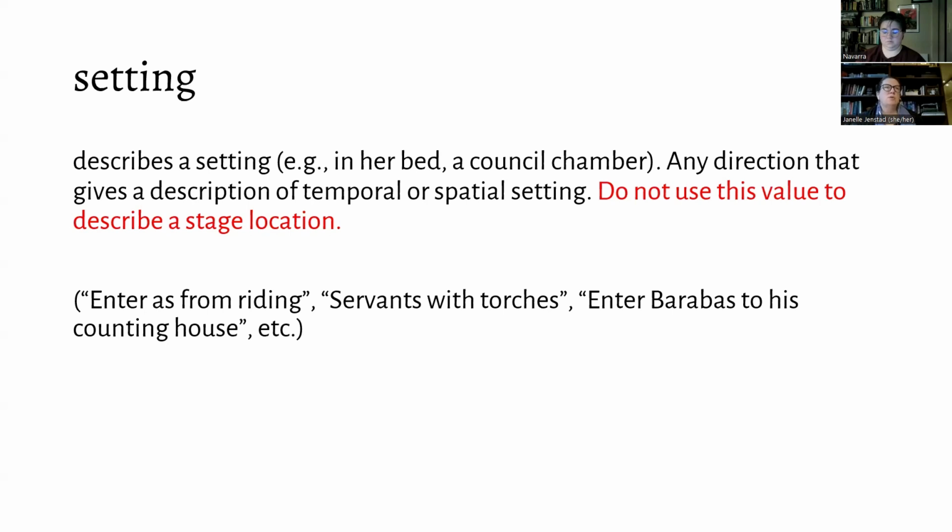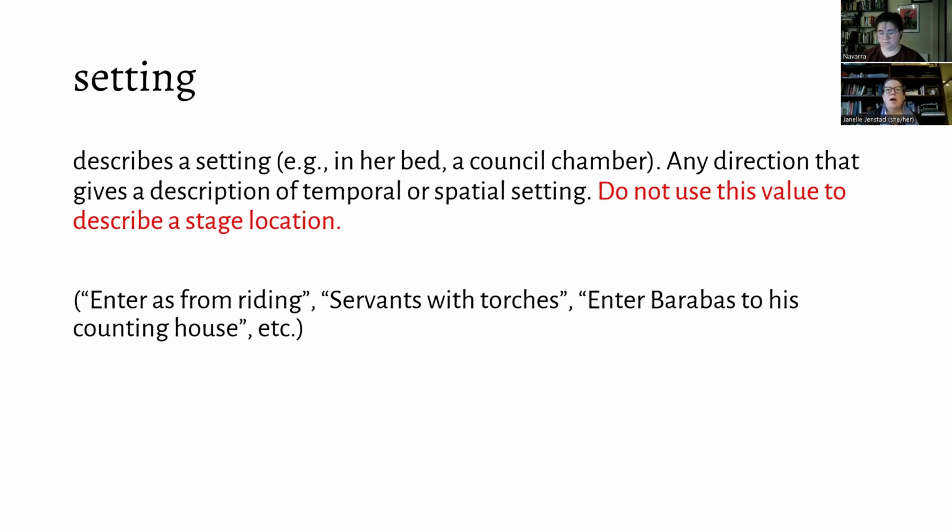TEI, our LEMDO customization of TEI definition of setting for our project. Describes a setting, e.g. in her bed, a council chamber, any direction that gives a description of temporal or spatial setting. And then I've highlighted in red, do not use this value to describe a stage location. So the idea here is that if there's a stage direction that invites us to imagine where action is taking place, we will use the setting value.